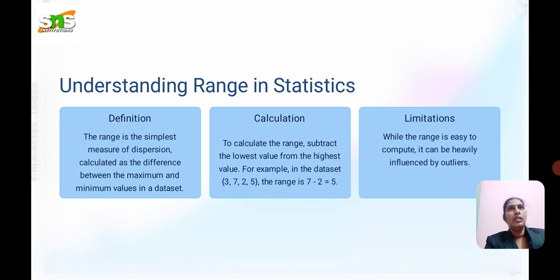If you want to find the range for a continuous series, for example 60 to 62, 70 to 72, 80 to 82, 90 to 92, here the highest value is 92 and the lowest value is 60. So we have to find 92 minus 60 to get the range. Like that, for a continuous series also we can apply the range.